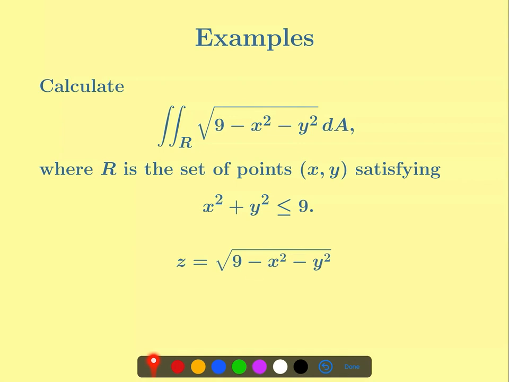Notice that if we square both sides and add x squared plus y squared to both sides, we're going to end up getting x squared plus y squared plus z squared equals 9. So we should recognize that as a sphere centered at the origin of radius 3. So this is just the top part of the sphere because we have a square root there, so we're getting z just being positive here. So we have the top part of the sphere, and we're integrating that for our height, so we're underneath the top part of the sphere and above the xy plane over this circle here.